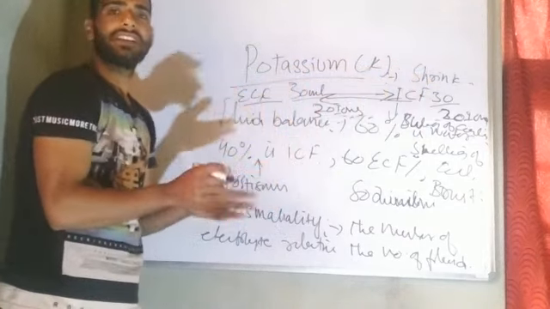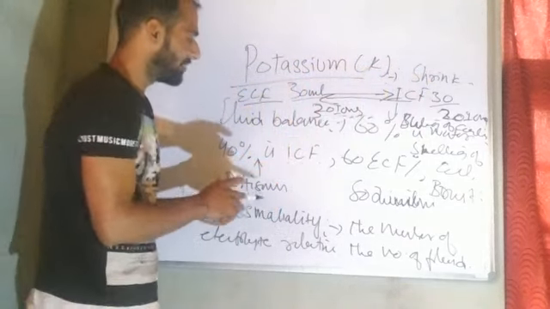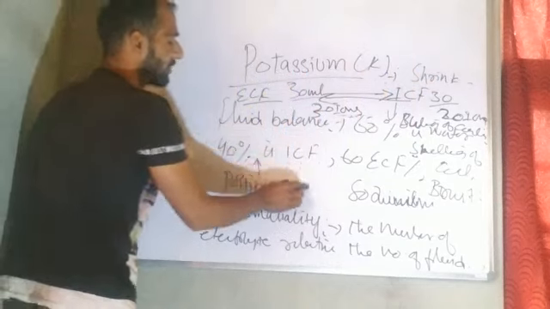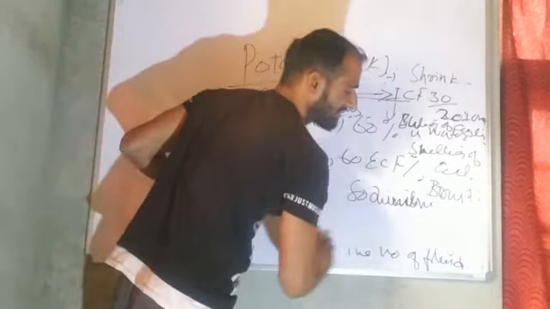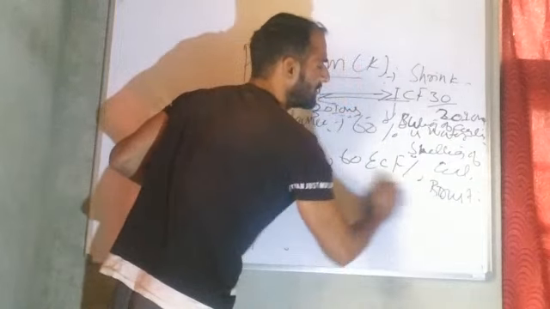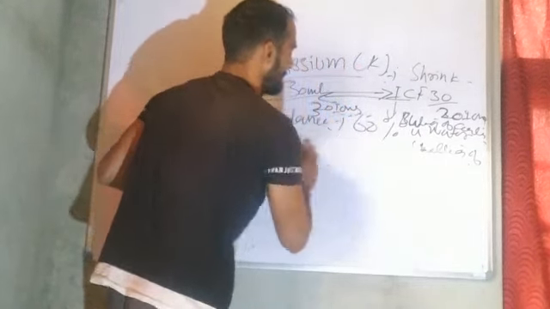potassium plays such role. Okay, so this is regarding this, and now next we will discuss regarding the muscular contraction. We'll first discuss about the nerve impulse, then lastly we'll discuss about muscular contraction.